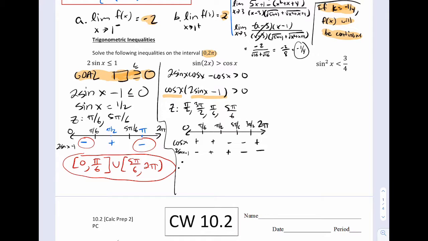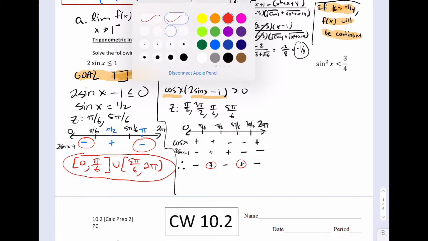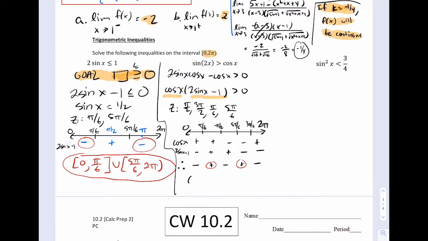Now here's our therefore. Remember, this is the answer row. Now multiply it. Negative, positive, negative, positive, negative. And we circle the ones that are positive, because that's what we want. And there's our answer. Pi over 6 to pi over 2, union 5 pi over 6 to 3 pi over 2.